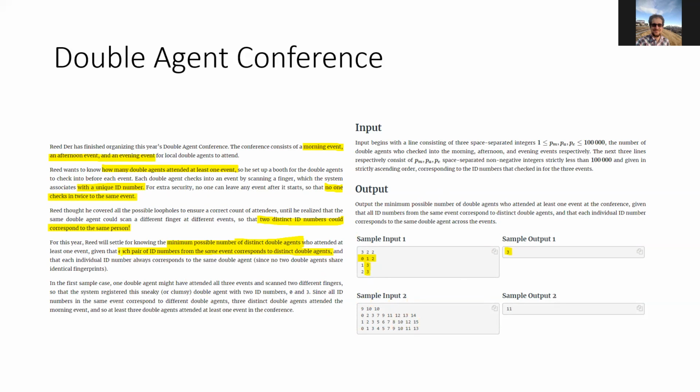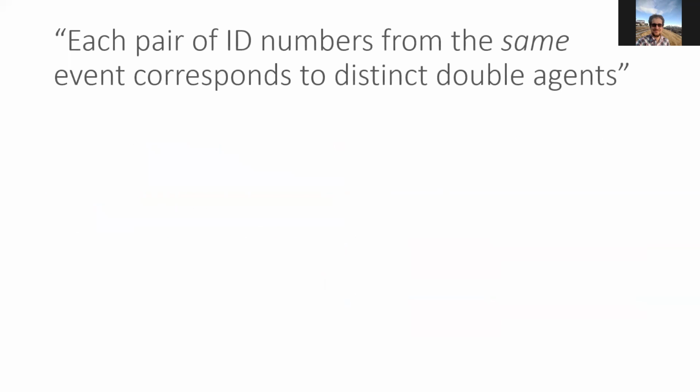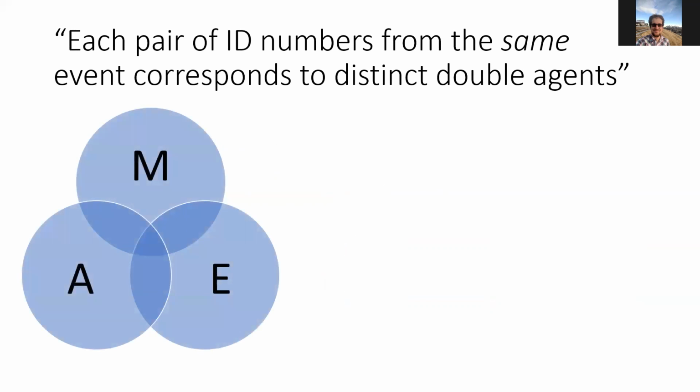Okay, so again, I said that each pair of ID numbers from the same event corresponds to distinct double agents. That's a really important line, so I'll put it right at the top of the slide now. Okay, so there's 3 events, morning, afternoon, and evening. Each ID number will either show up only in the morning, only in the afternoon, or only in the evening. Or they could show up in the morning and afternoon, but not evening, or morning and evening, not afternoon, or afternoon and evening, not morning, or all 3, morning, afternoon, evening. So there's 7 different combinations that are possible for the ID numbers that will show up in the problem.